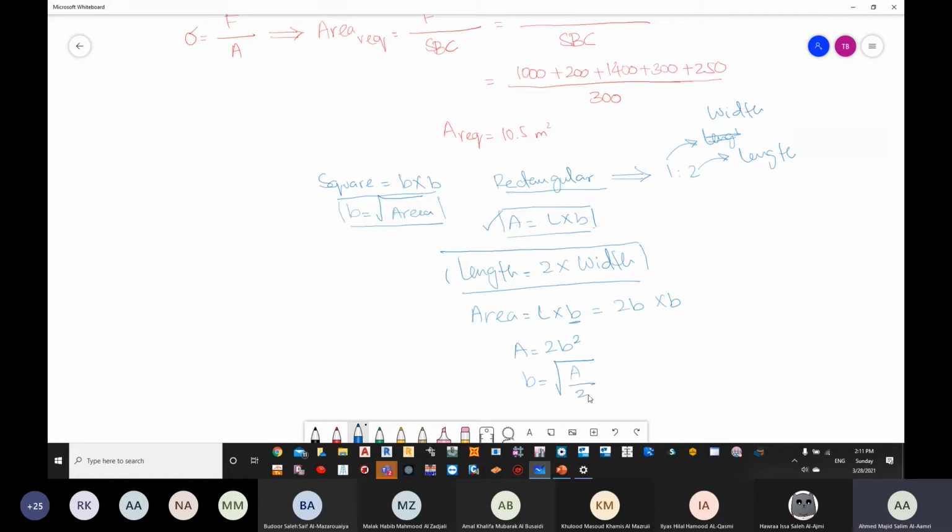and my B is equal to the square root of area divided by 2. Can you give me this value? Where area is 10.5, this is the square root of 10.5 divided by 2. So it's approximately 2.3 meter.